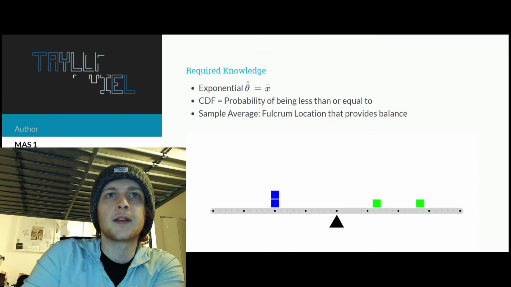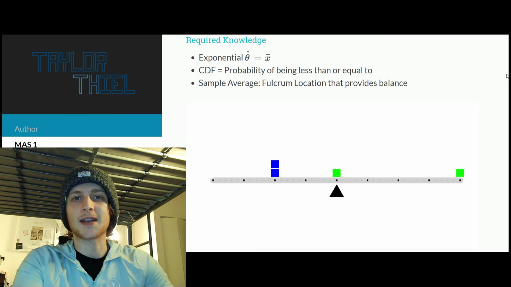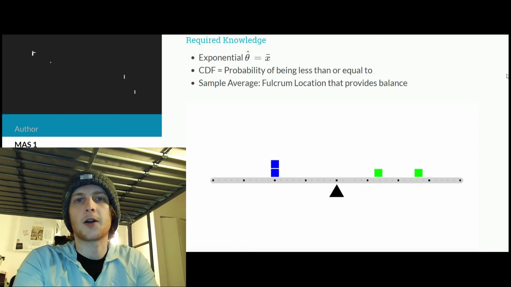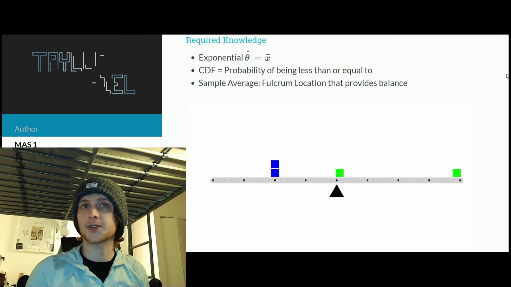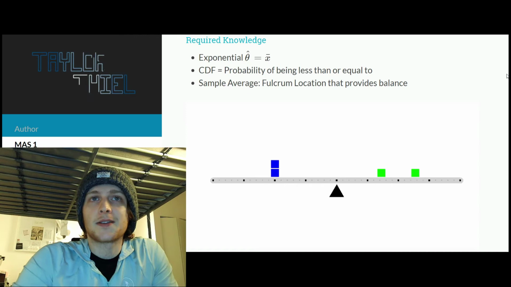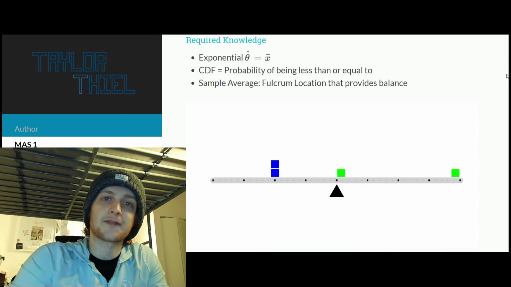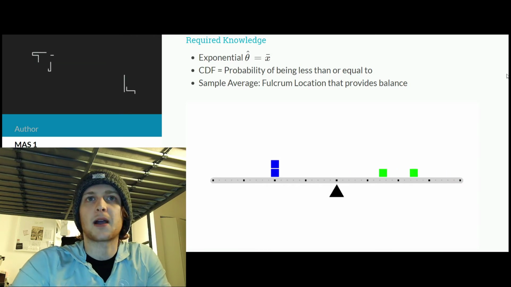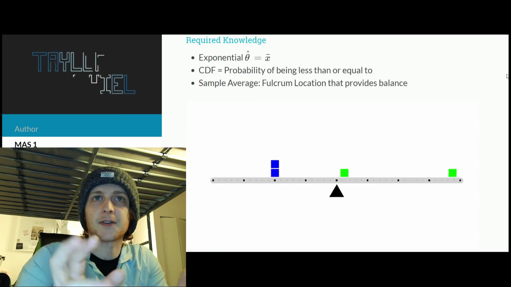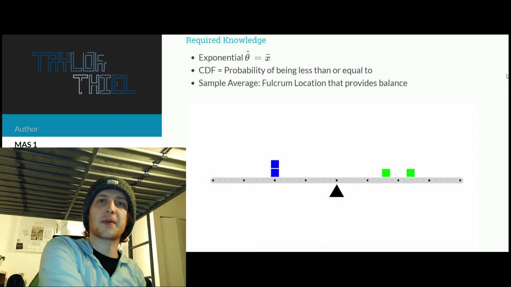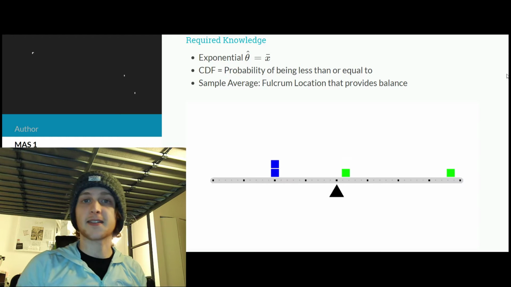So for this, we need to know first off that when you want to estimate an exponential distribution, all you need is that estimator for your theta, and that's just going to be your sample average. Additionally, you need to know how to use a CDF, so that's the probability of being less than or equal to a specified value, and in this problem we're actually interested in the opposite of that. Technically it's called the survival function, but here we're just saying what's the probability of being greater than or equal to something. That's going to be 1 minus the probability of being less than that.